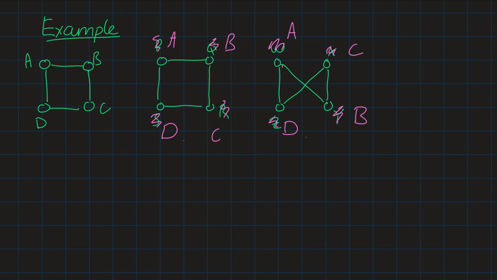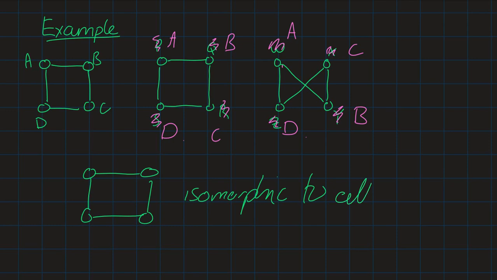Also, I could have just drawn this without any labels at all, and this is still isomorphic to all of the above. Isomorphic graphs don't care about labels at all. All that matters is, is it possible to give them labels so that they become equal?